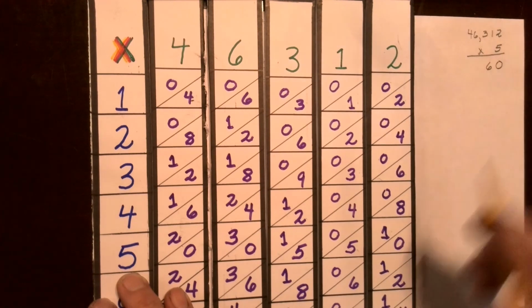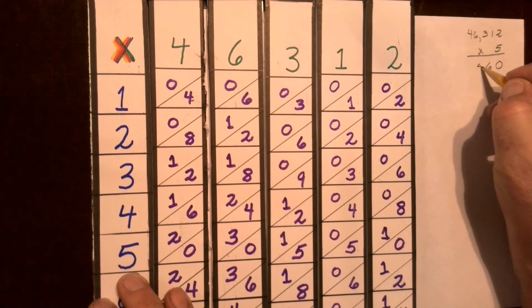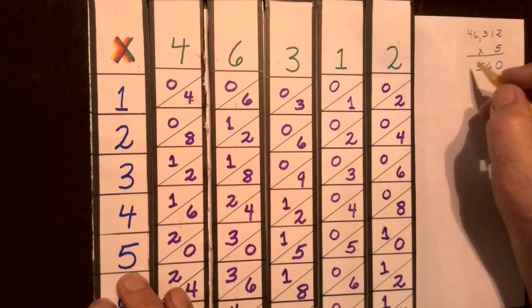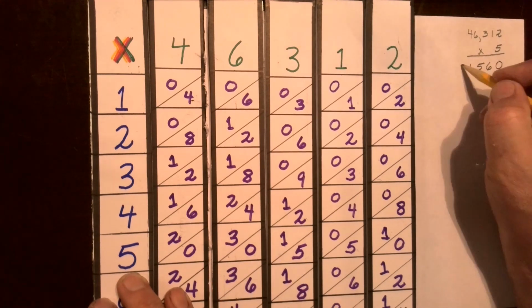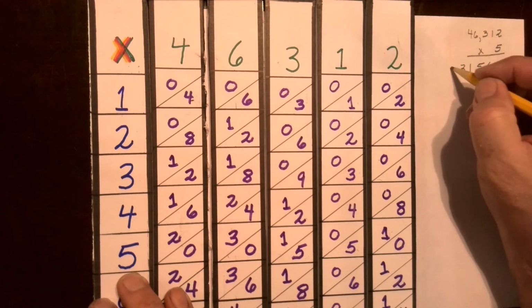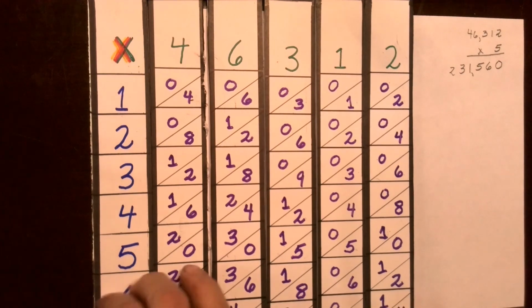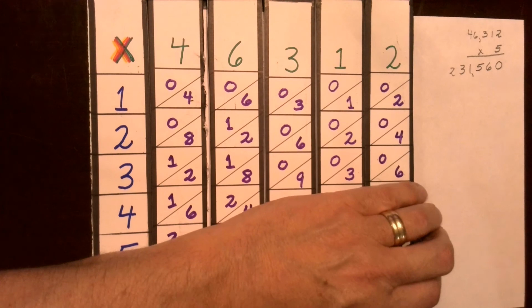Then 5 plus 0 is 5. And 0 plus 1 is 1. 0 plus 3 is 3. And our last number is 2. So if this is correct, our answer should be 231,560. And we really didn't have to do anything mathematical to get that.